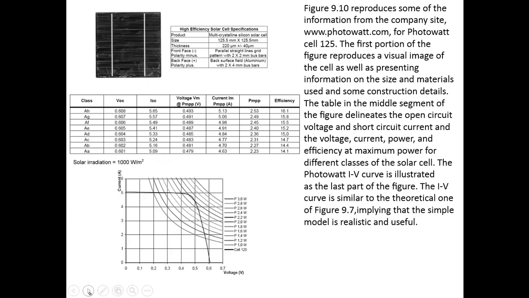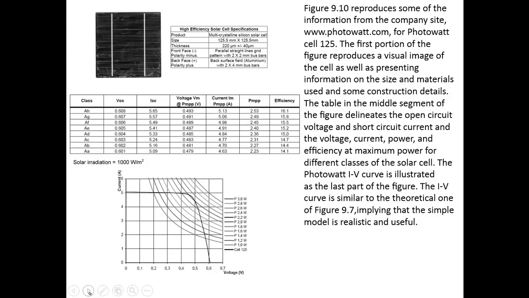Figure 9.10 in your book reproduces some of the information from a company's site, Photowatt, particularly for their Photowatt model cell 125. The first portion of the figure produces a visual image of the cell, as well as presenting information on the size of materials used and some construction details. The table in the middle segment of the figure delineates the open circuit voltage and short circuit current, and the voltage, current, power, and efficiency at maximum power for different classes of the solar cell. The Photowatt IV curve is illustrated as the last portion of the figure.